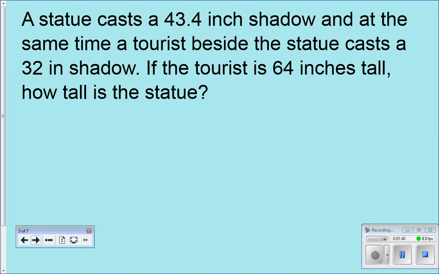So a statue casts a 43.4-inch shadow, and at the same time, a torus beside the statue casts a 32-inch shadow. The torus is 64 inches tall. How tall is the statue? Here's where your pictures come in.